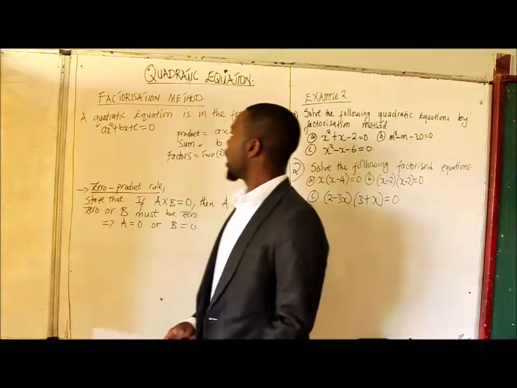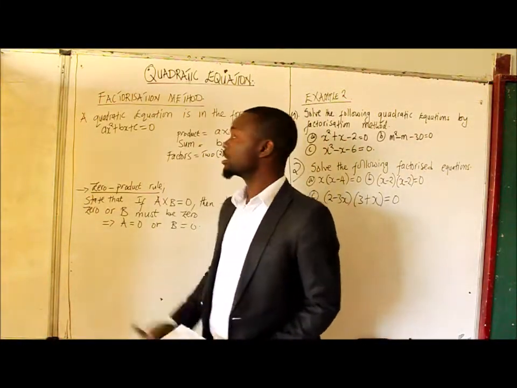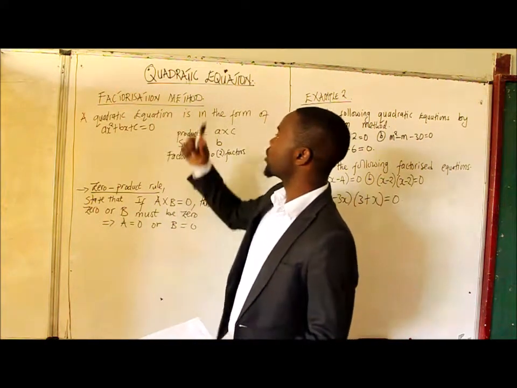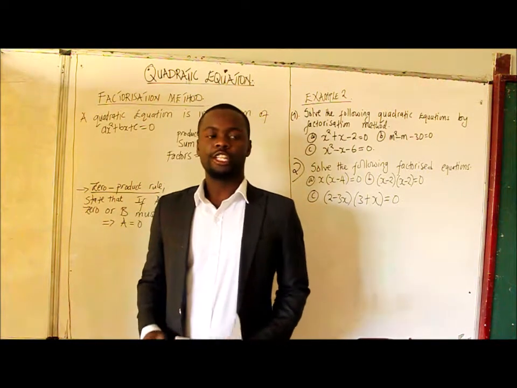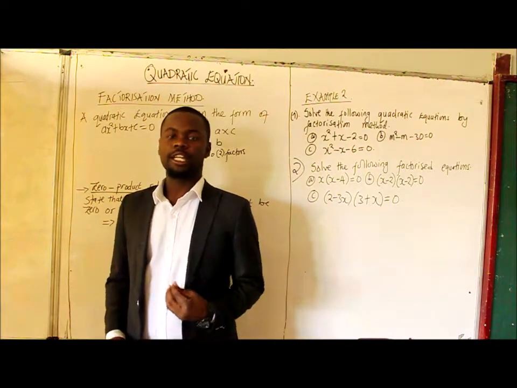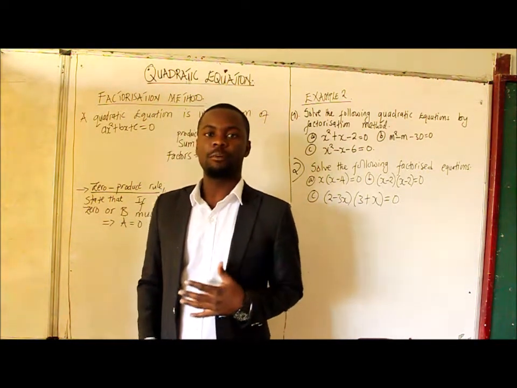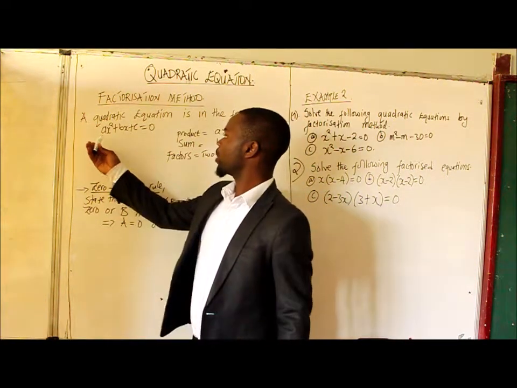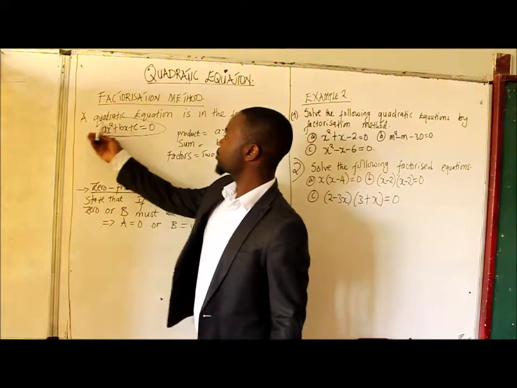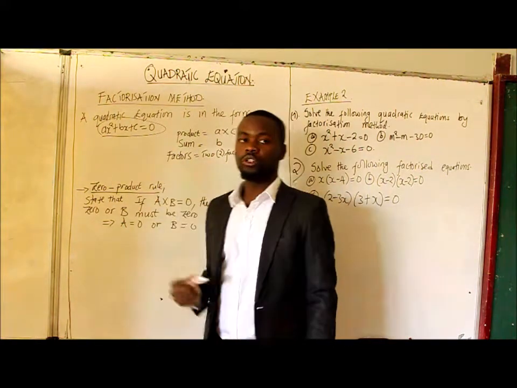Luna here. In this video, we are going to discuss the factorization method for solving a quadratic equation. We know what a quadratic equation is: an equation in the form ax squared plus bx plus c is equal to 0.